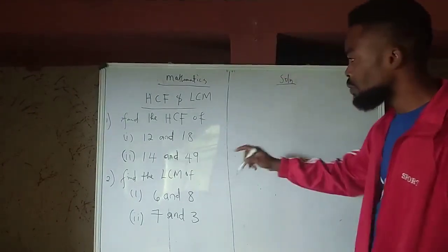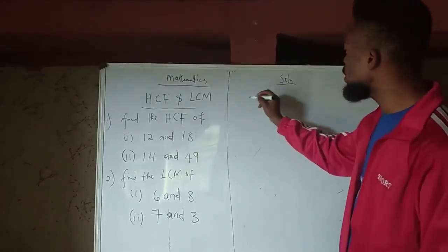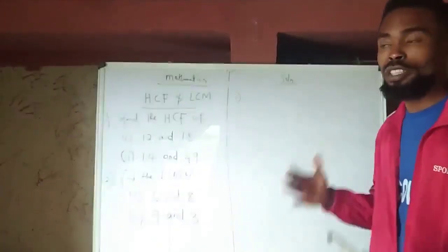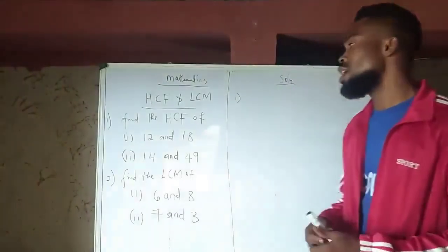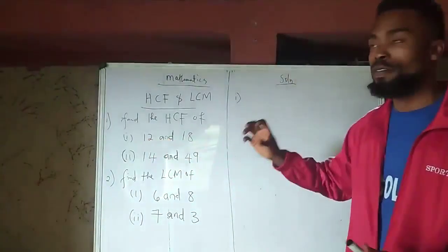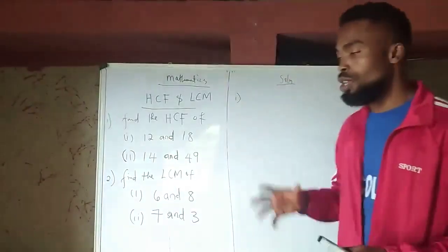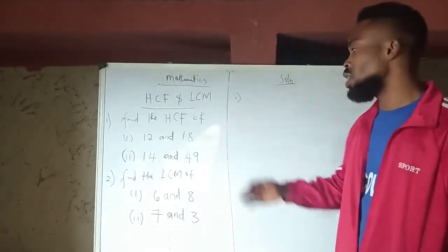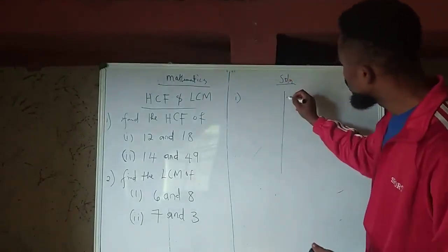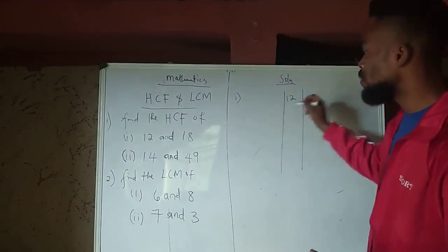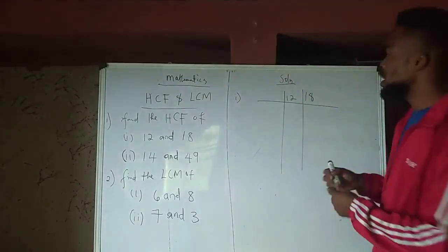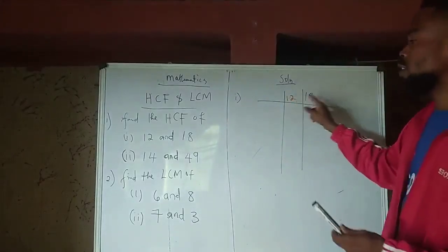Okay, first of all, they said find the HCF of 12 and 18. So I promised you a different approach for doing this. If you want to start looking at the prime factors of 12 and 18, it could be so much. Alright, so what we are going to do is to do this: 12 and then we have 18. So we are looking for the HCF of these two numbers, 12 and 18.